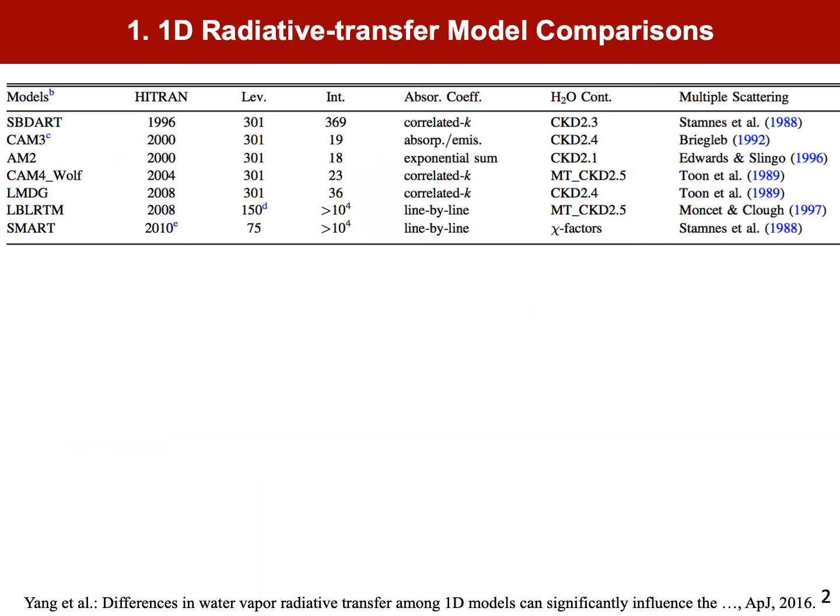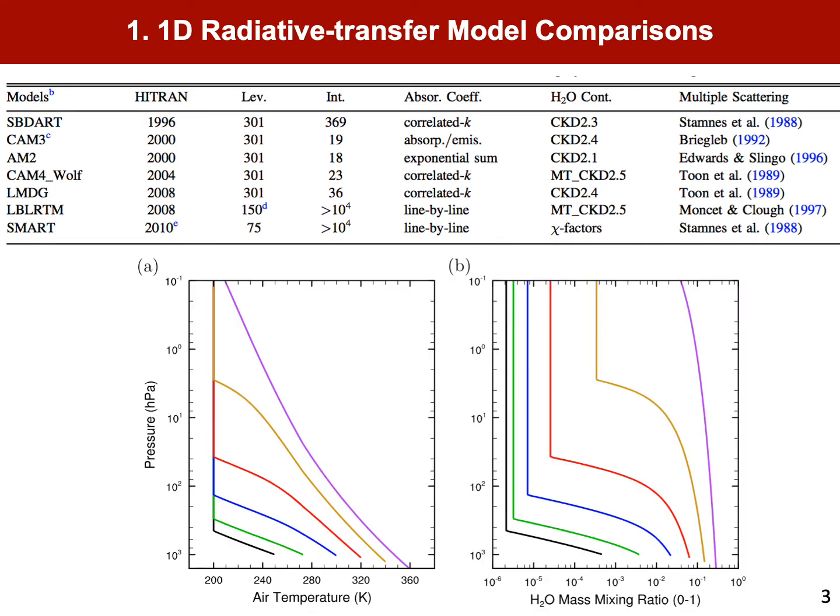For the one-dimensional radiative-transfer models, we use 7 models. 2 of them are line-by-line models, and 5 of them are from 3D atmosphere general circulation models. The 2 line-by-line models are LBL_RTM and SMART. When doing the 1D radiative-transfer calculations, the surface and air temperature are fixed, and the water-vapor mixing ratio is also fixed. Clouds are not included in the simulations.